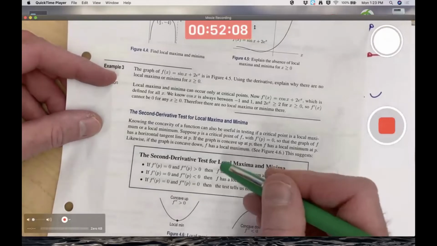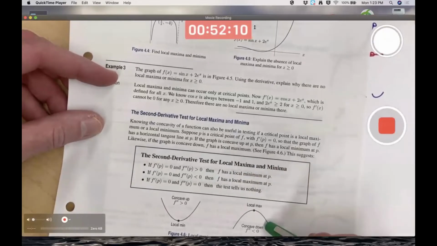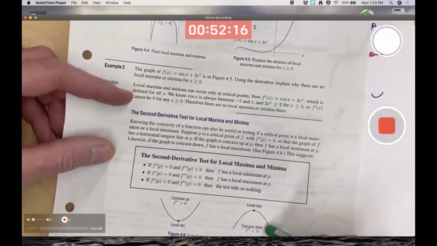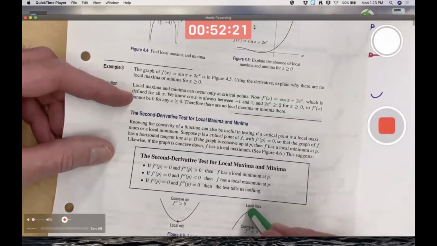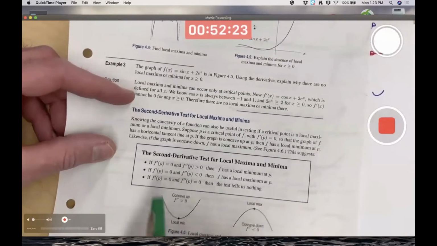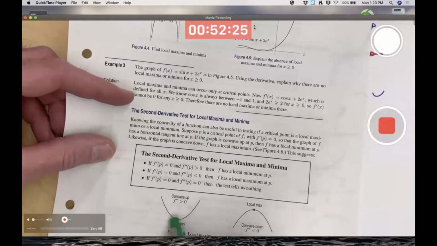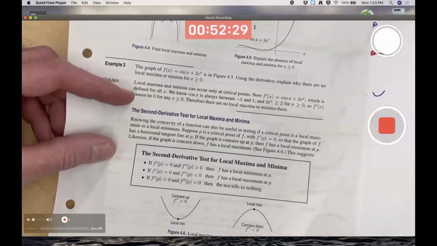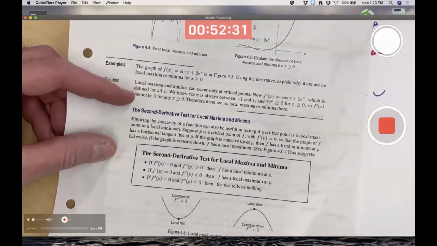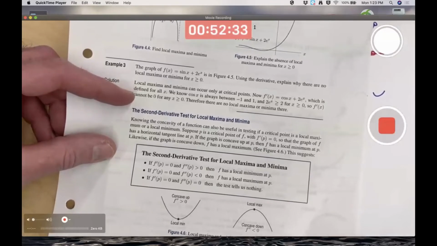If f double prime is negative, then the graph is concave down near P. Yeah, I'm implicitly assuming f double prime is continuous as well when I say that. Looks like a frown. You've got a high point near P. I am assuming f prime of P is 0. I am assuming I have a horizontal tangent at P in both cases. That needs to be checked first. You do plug critical points into f double prime, not any old point.